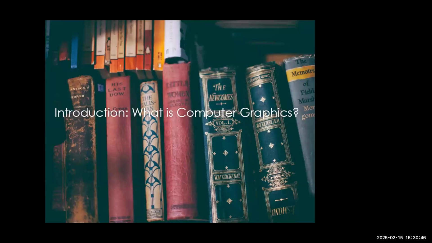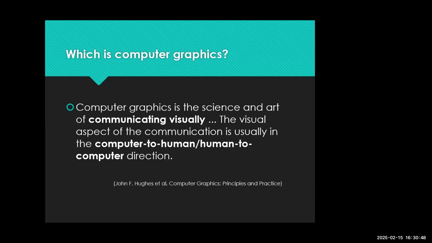So what is computer graphics? This is the definition I get from the book Computer Graphics: Principles and Practice. Computer graphics is the science and the art of communicating visually. The visual aspect of communication is usually between the human being and the computer, so it could be from computer to human or from human to the computer.